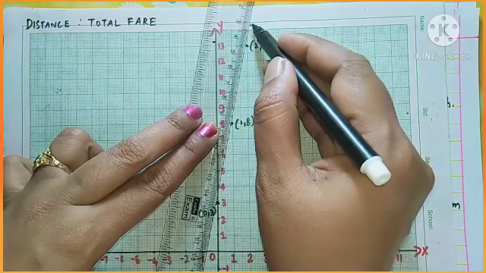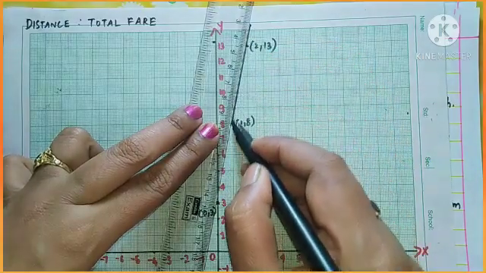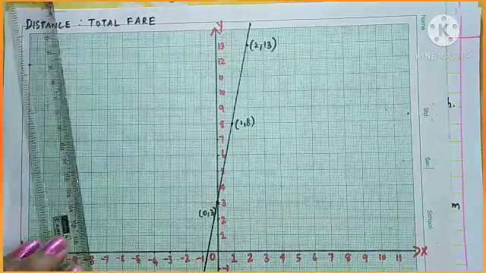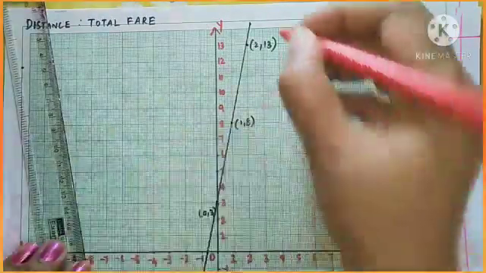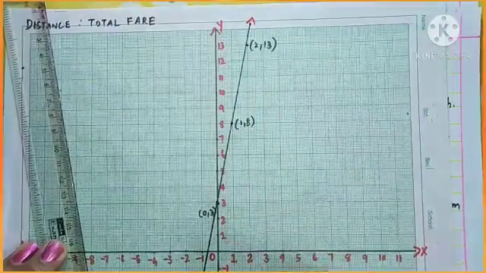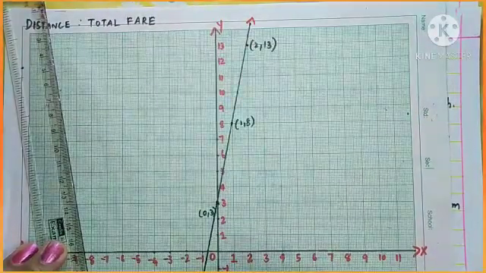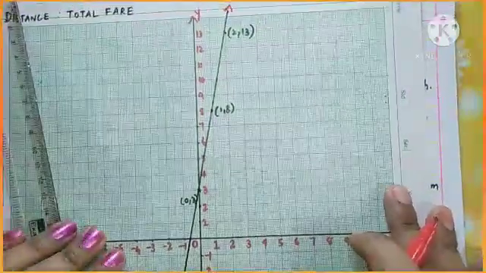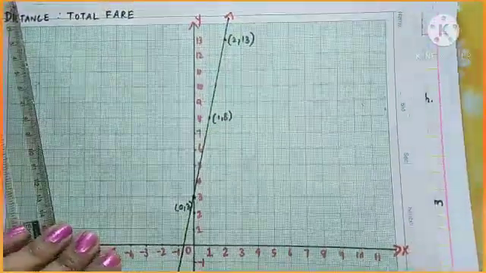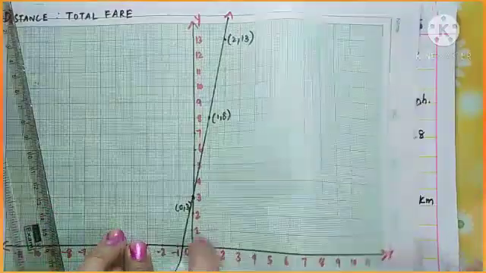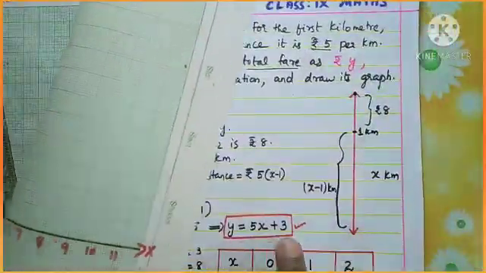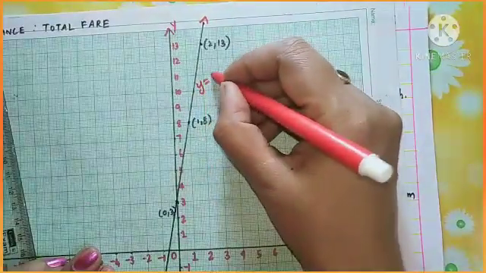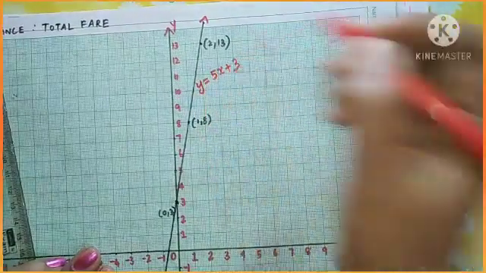You can extend the line also, and you can give both sides like this arrow mark, and you want to write the equation nearby the graph. What is the equation, children? It is y equal to 5x plus 3. So write the equation y equal to 5x plus 3.